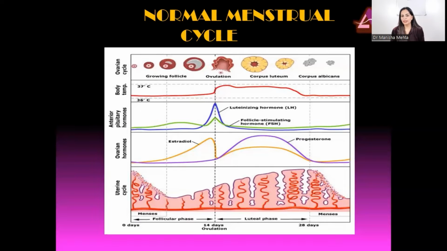The yellow one is the corpus luteum. The corpus luteum can look very different in different patients because sometimes the ovulation occurs like a burst, so then the corpus luteum is almost a crumpled thing. But sometimes there would be just a little nick from where the ova is coming, and the residual follicle gets filled again with the fluid. So many times it will look like a follicle only.